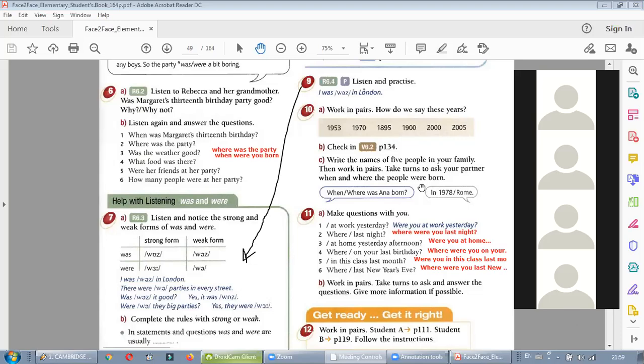Were you at work yesterday? I was at home. Yeah. Where were you last night? Okay, just a second. Again, can you ask the question again, Najat? Were you at work yesterday?